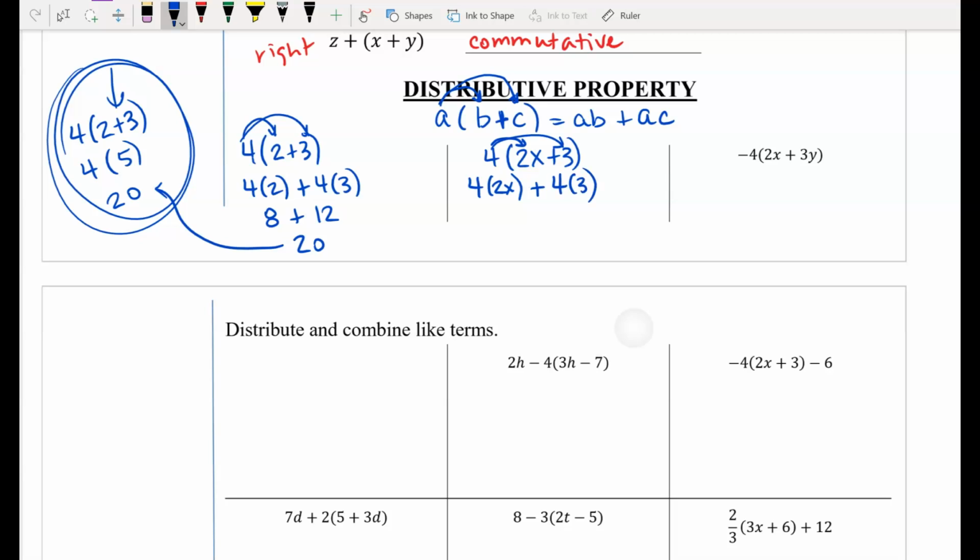And if you can do that in your head and go straight to 4 times 2x is 8x, and 4 times 3 is 12, then that's fine. These are equal to each other. But take the time to write down that middle step if you need to.